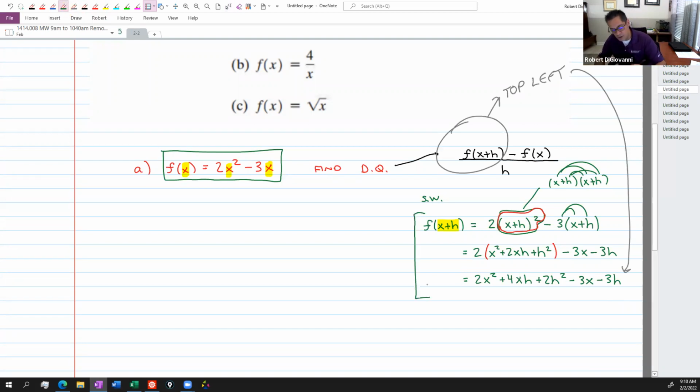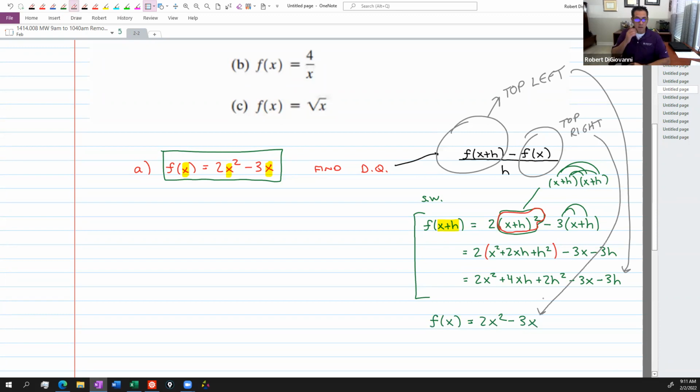Now, the second part of my scratch work, I need to know what f of x is, which is the top right, right? I need to know the top right part of this. Well, that's just always the function itself, which is easy because they gave us the function, right? So I know what f of x is. It's 2x squared minus 3x. So there's nothing for me to do there, right? That's going to be the top right of this difference quotient.